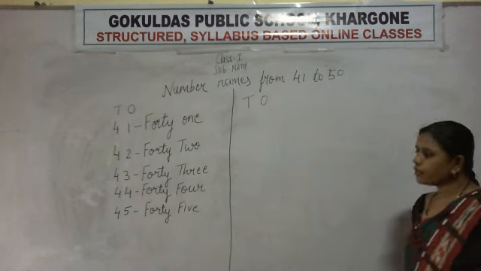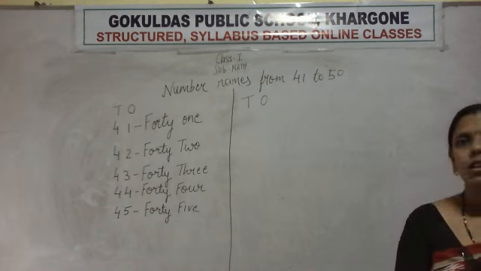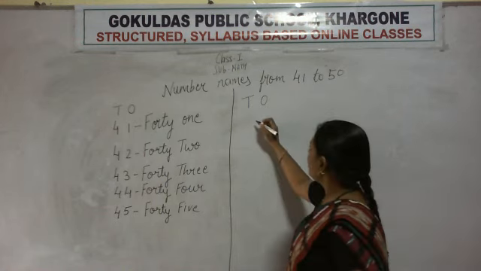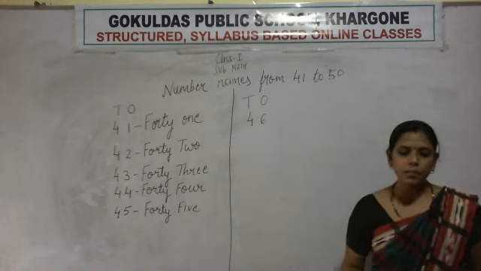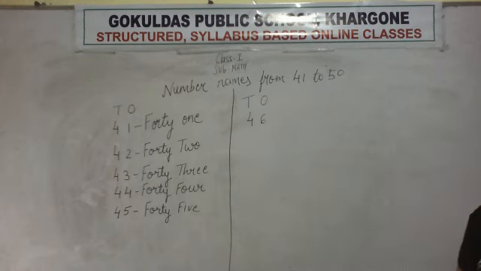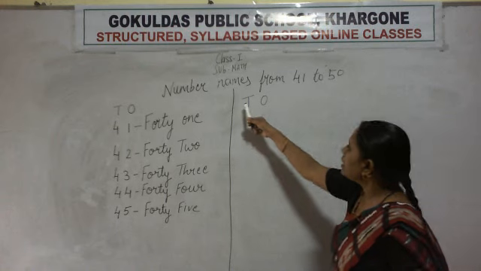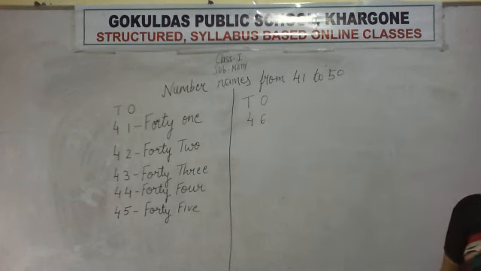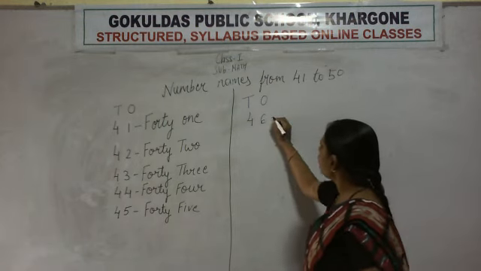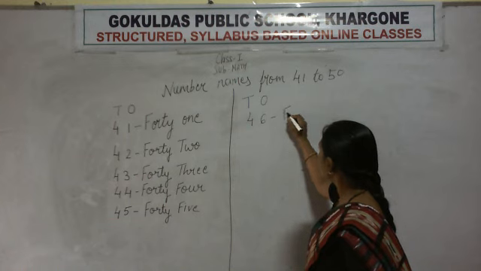Now after 45, which number will come? 46. 4, 6, 46. So what is the place value of 4 here? The place value of 4 is tens and the place value of 6 is ones. Now write the spelling of 46. First write the spelling of 40.